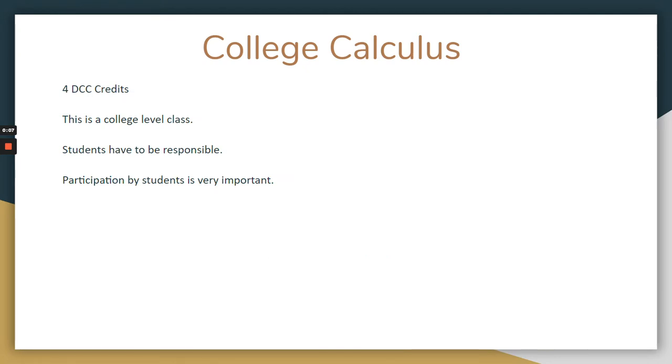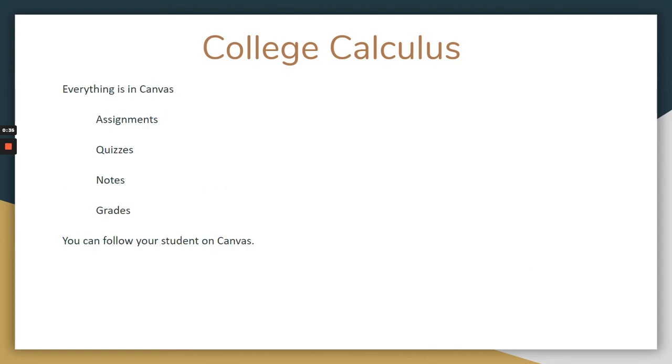So this is a four-credit Dutchess Community College class. It is college level, of course, and the students have to perform at the college level. So they have to be responsible for their work, they have to get it in on time, and they have to ask questions when they are confused. I will not go over material that they should know if they don't ask questions about it, because I assume they already know it, but if they have any questions, I can obviously go over anything that they want to go over.